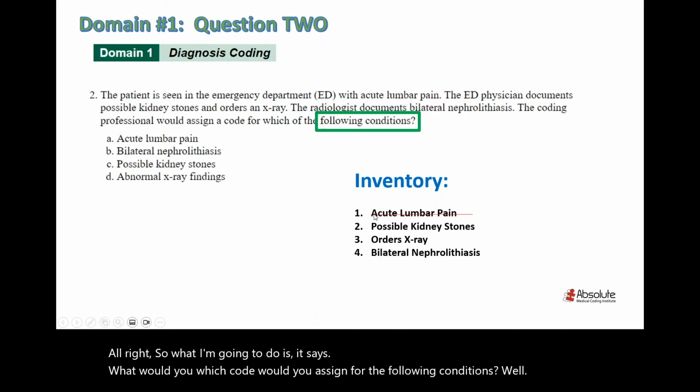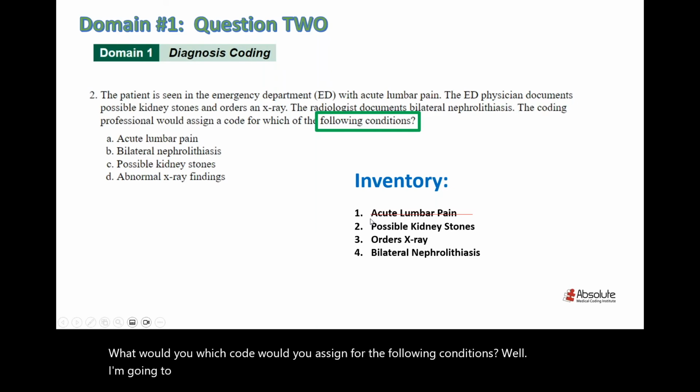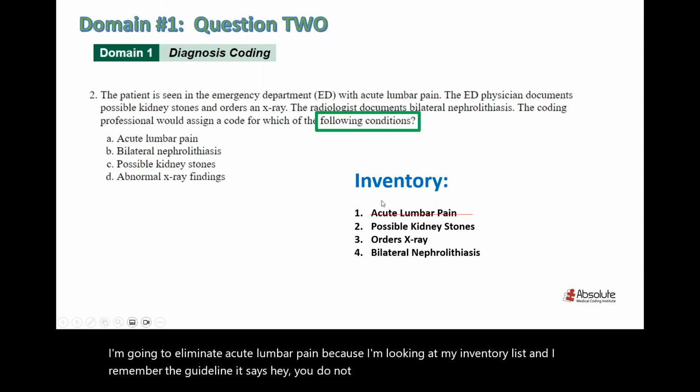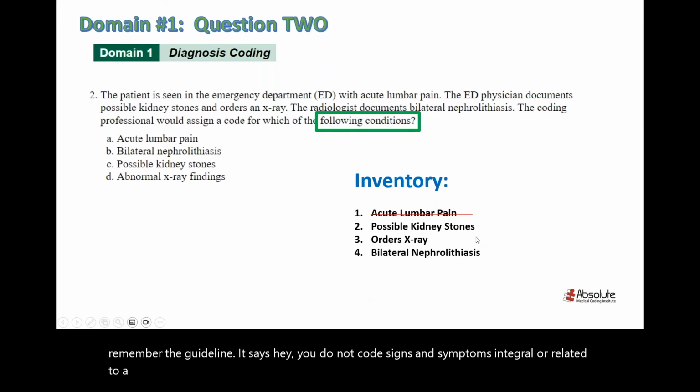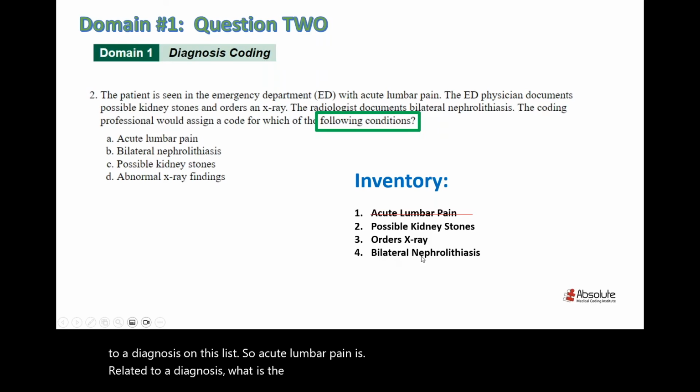I'm going to eliminate acute lumbar pain because I'm looking at my inventory list and I remember the guideline. It says you do not code signs and symptoms integral or related to a diagnosis. So acute lumbar pain is related to a diagnosis. What is the diagnosis? Bilateral nephrolithiasis, right? So it is related.